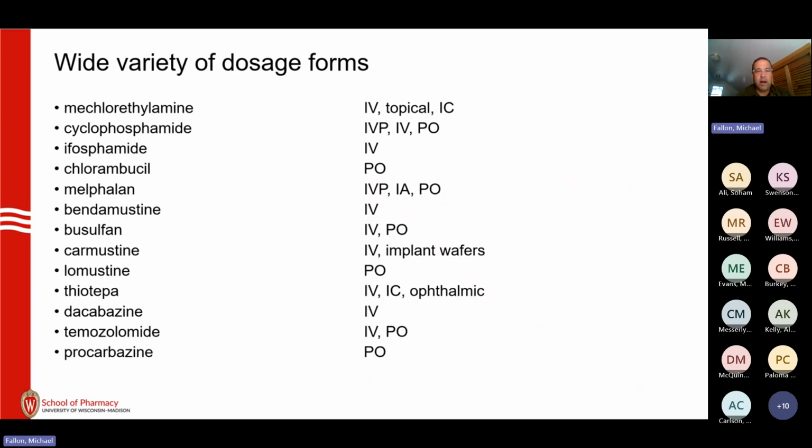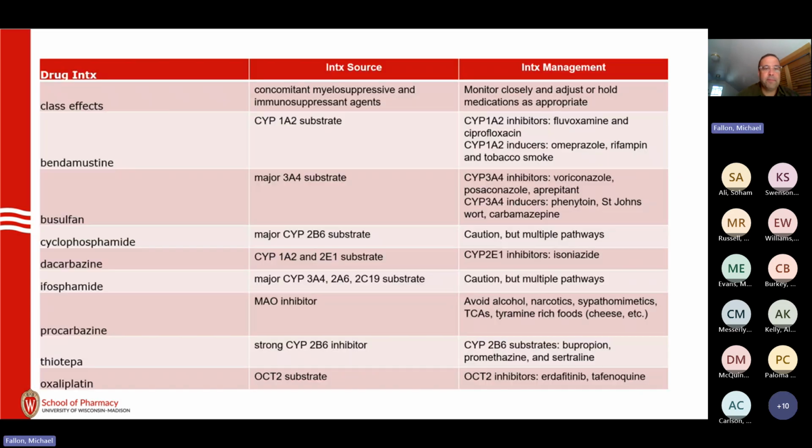So there's a wide variety of dosage forms for alkylating agents. There's intracavitary dosing, there's intra-articular dosing, there's implant wafers for the brain, there's ophthalmic dosing. Intracavitary will often be used for pleural effusions. So thiotepa has been around a long time, a lot of development on these drugs.